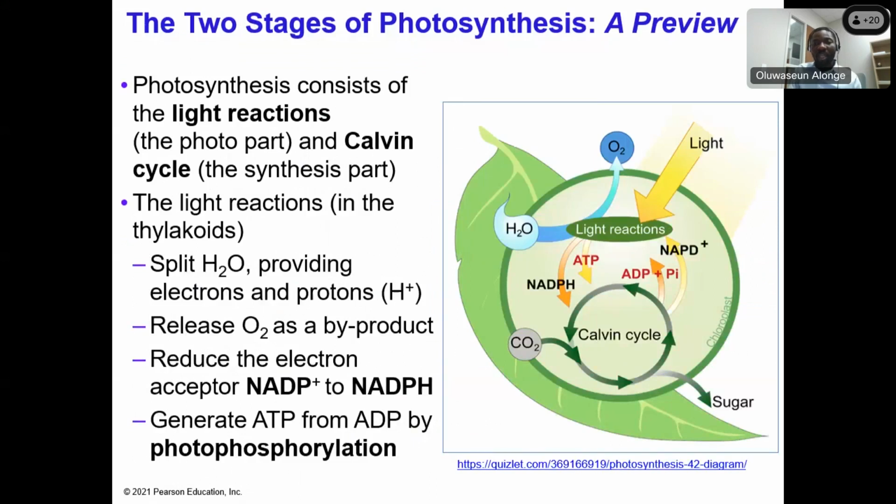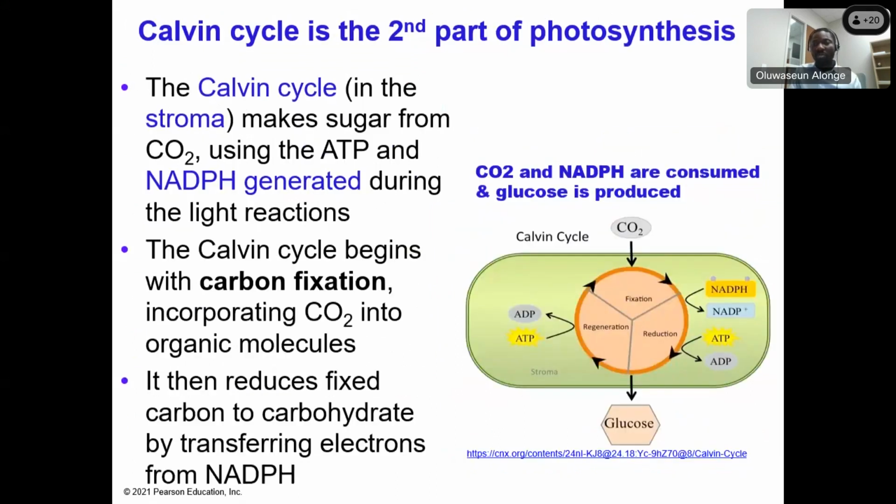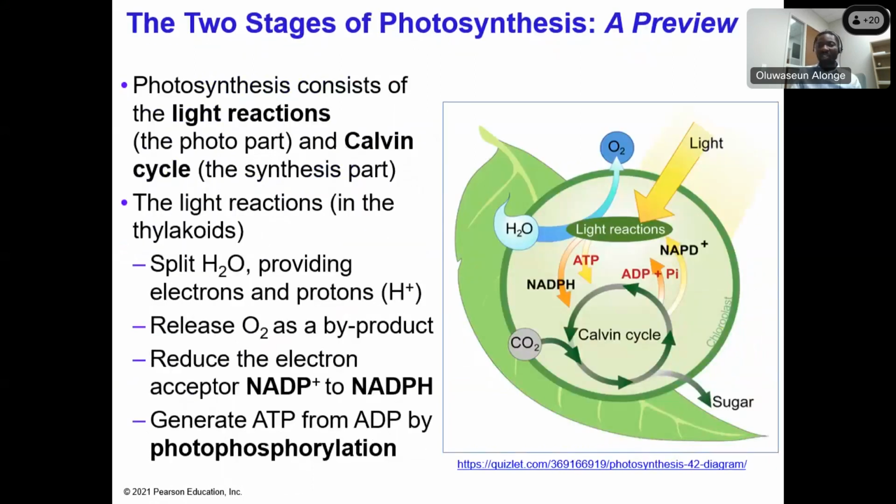Now, I will be stopping here and continue to look at this in the next chapter. I mean, the next video. But there are two stages for photosynthesis. There is a light reaction and there is a dark reaction. Now, we try not to call it dark reaction. We call it light dependent reaction and light independent reaction.